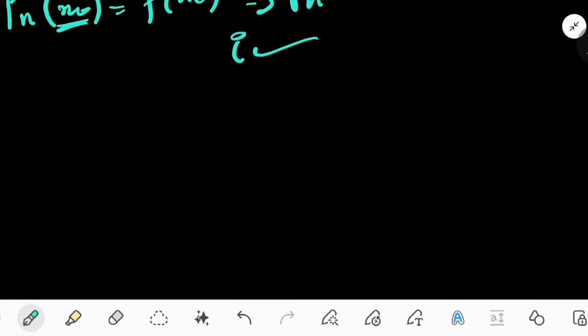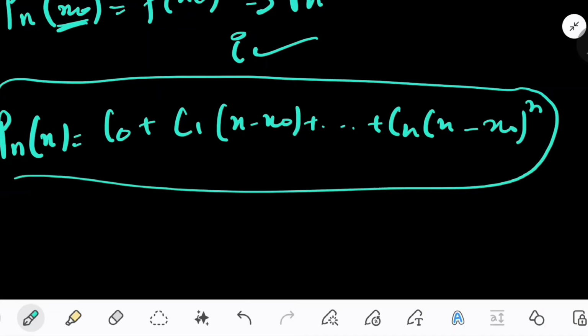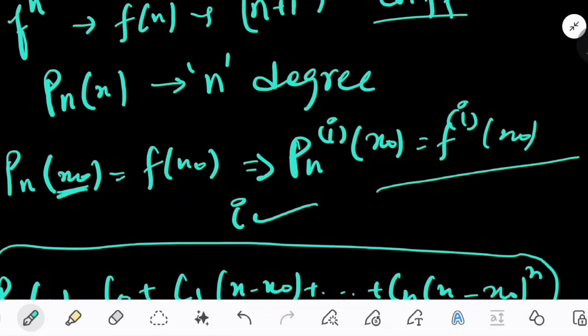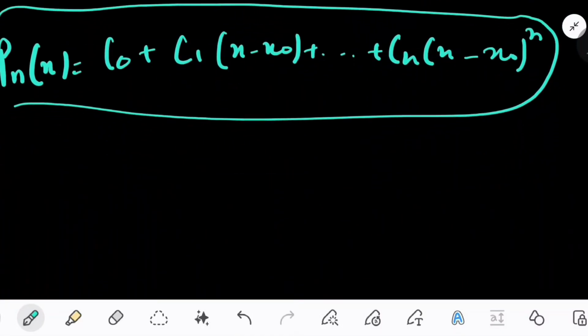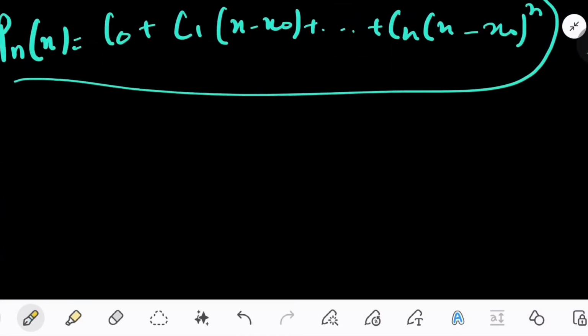Okay. So just say Pn of x is equal to c naught plus c1 into x minus x naught, and so on, till Cn into x minus x naught to the power n, right? This is the case, okay? That is the case now. And since you know this thing, right? Okay. So now you'll solve for the coefficients. Let's see how you will solve for coefficients.